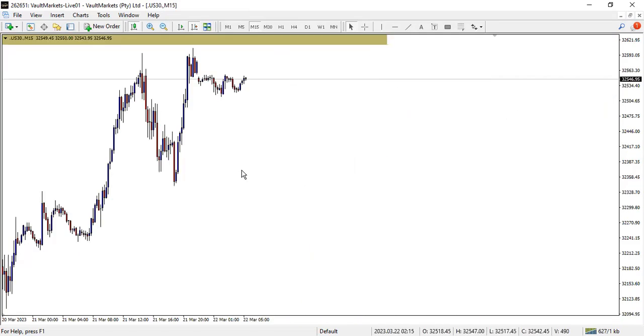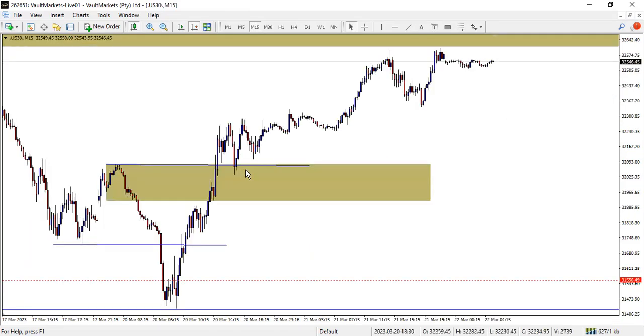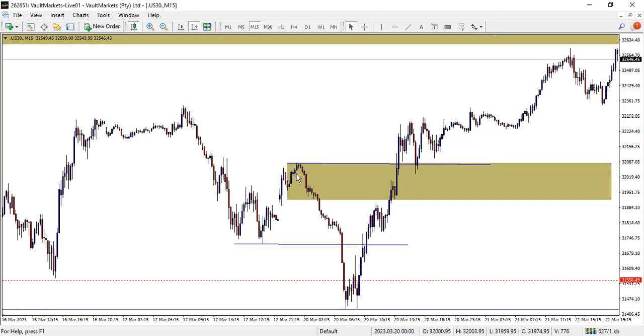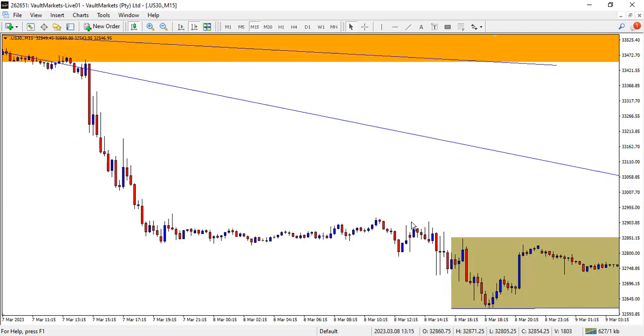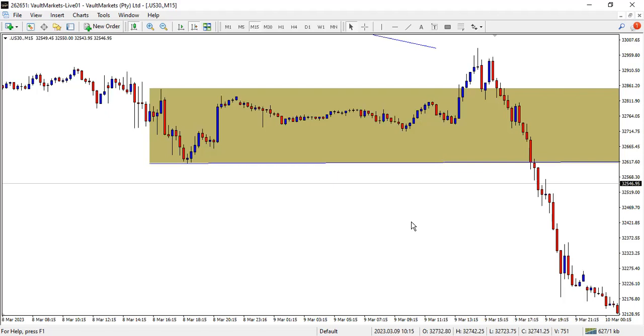Now, this is what is going on now. We are here, right? We are now here. This is the refined entry from H4 to M15. Okay, what do we have also here? As I said, this is a full analysis on US30.